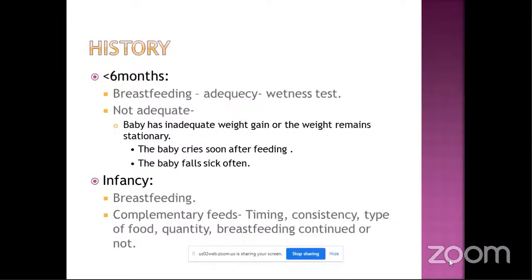What is the type of food? Whether it's rice based or vegetable based or fruit based or something like that. If it is rice based and some amount of vegetable, everything combined, then the child reaches a complex food pyramid. And what is the quantity the child is taking, and what is the timing, how many times per day the child is taking the complementary feeding, and whether the breastfeeding is continued or not has to be inquired.